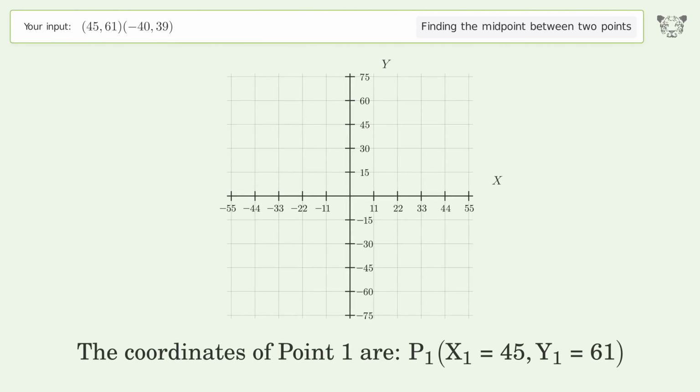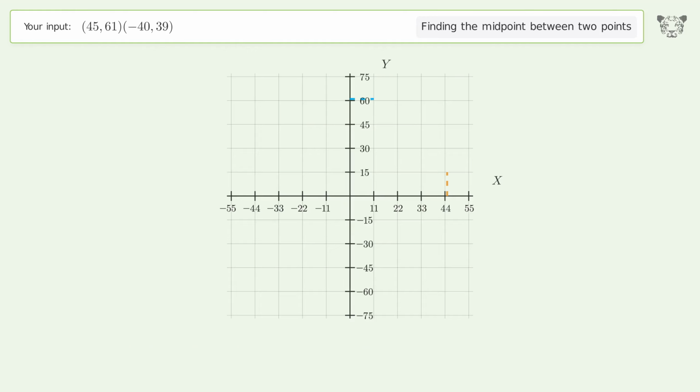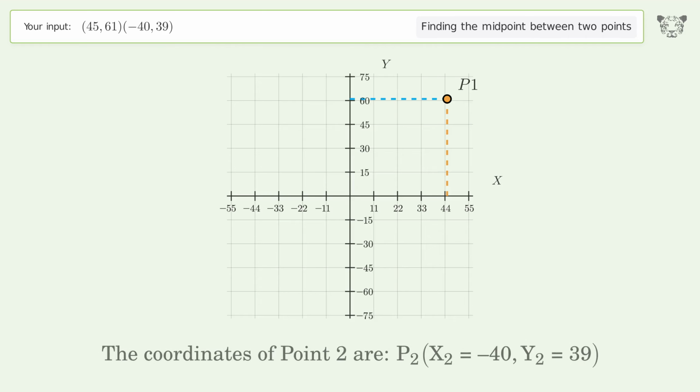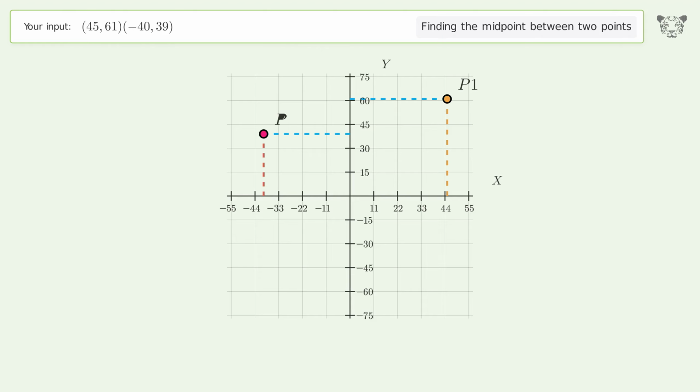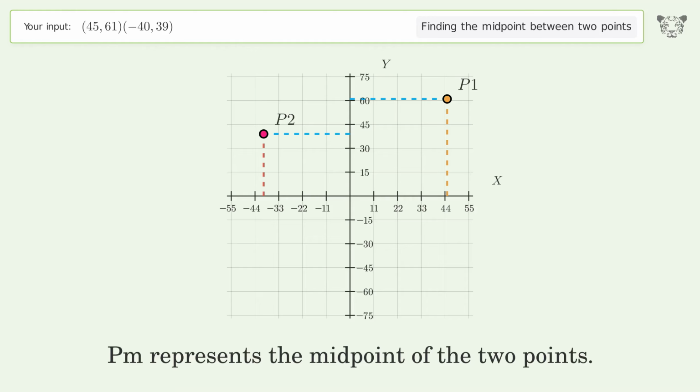The coordinates of point 1 are x1 equals 45, y1 equals 61. The coordinates of point 2 are x2 equals -40, y2 equals 39. PM represents the midpoint of the 2 points.